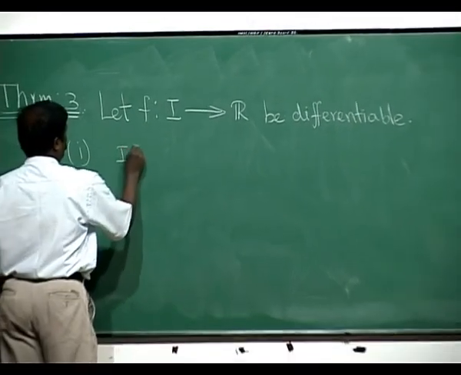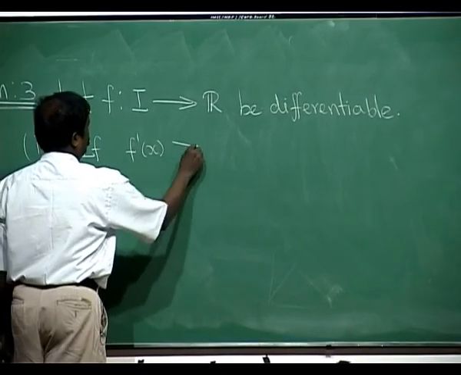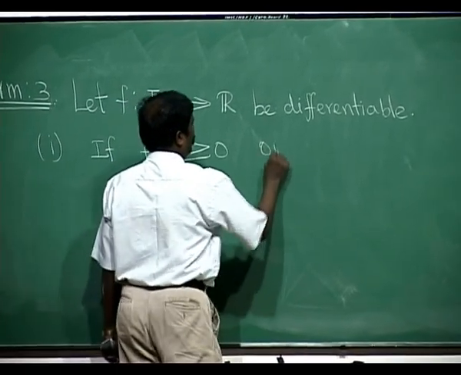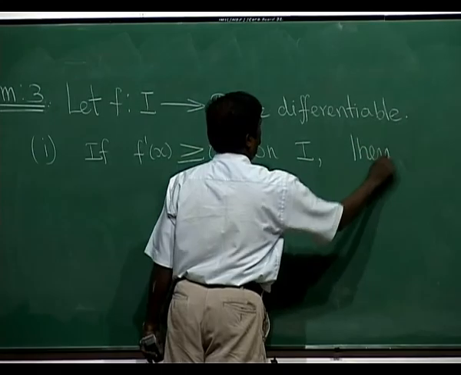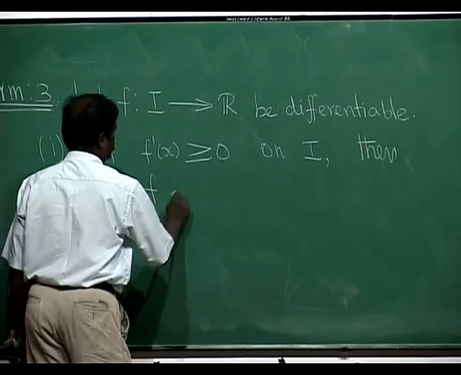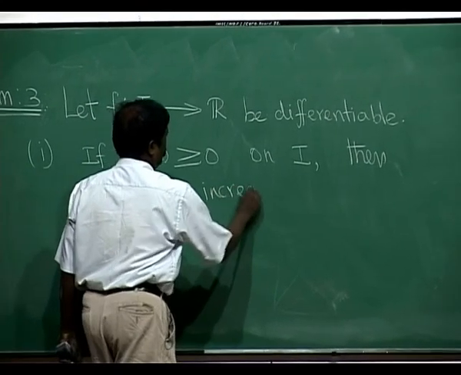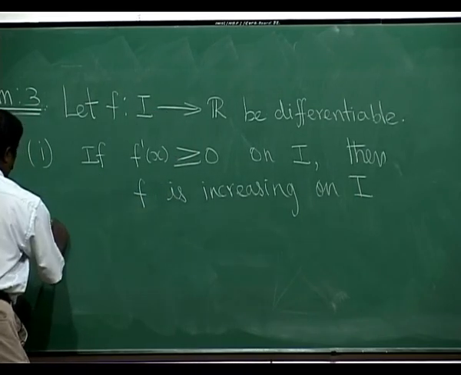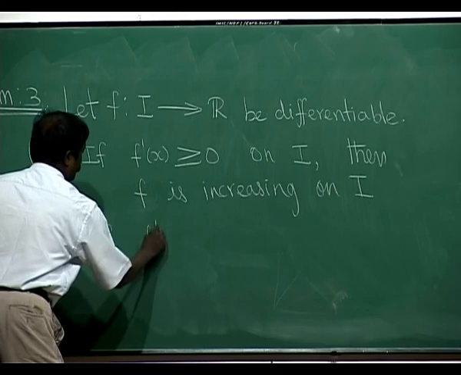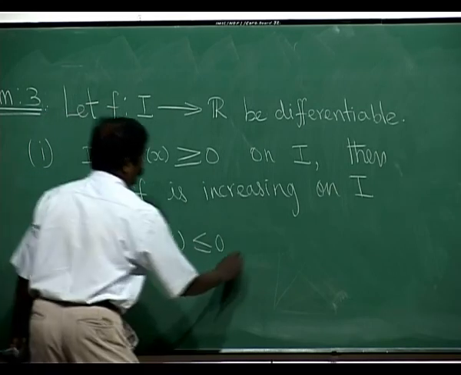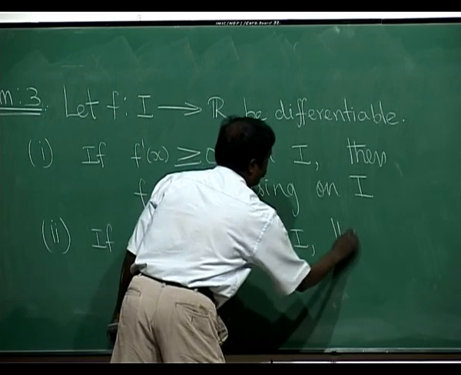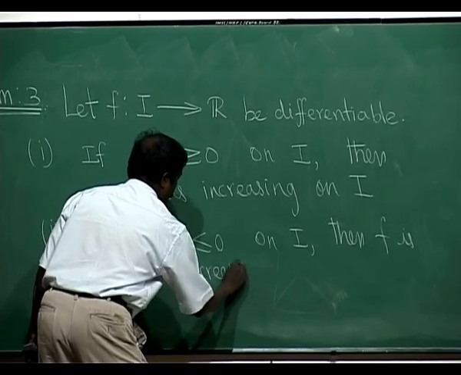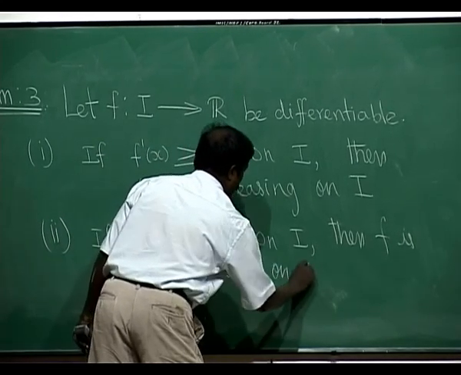one, if f dash of x is greater than or equal to 0, that means the slope is positive on the interval I, then f of x is increasing on I. If f dash of x is less than or equal to 0 on I, then f is decreasing on I.